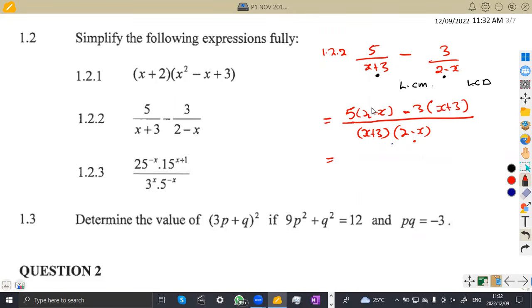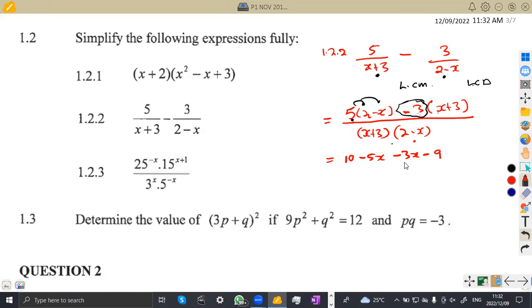So from there, you can expand the brackets. The first bracket, you're multiplying by the 5. The number that is outside the bracket is going to multiply every term. So it's 5 times 2, that is 10. 5 times negative x, which is negative 5x. We move on to negative 3. So take note the number has to go with the sign. So that is negative 3 times x, which is negative 3x. Negative 3 times positive 3, that is negative 9.